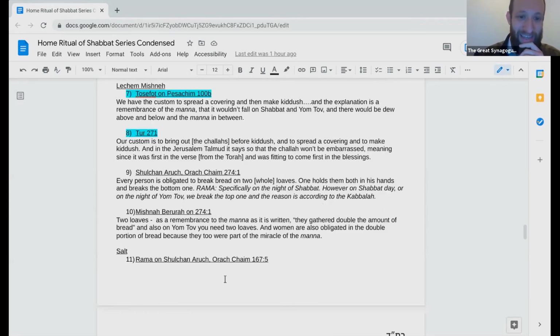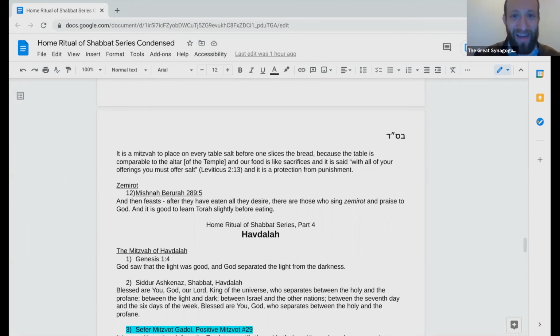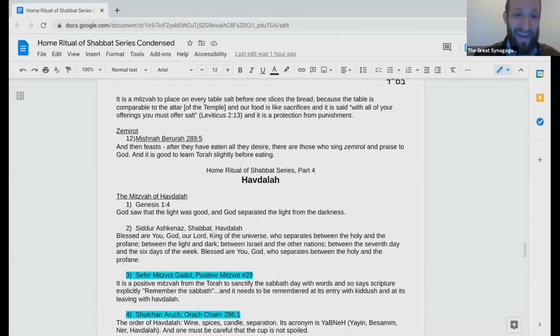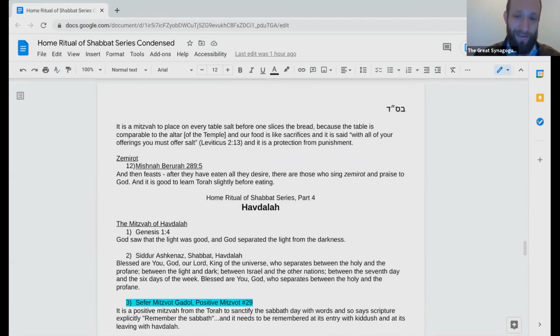Okay, good. That's good for 3 meals. And we're going to section 4. Finally, Havdallah. So now we're already at the end of Shabbat. So we'll learn about the parts of Havdallah, the sources for each.